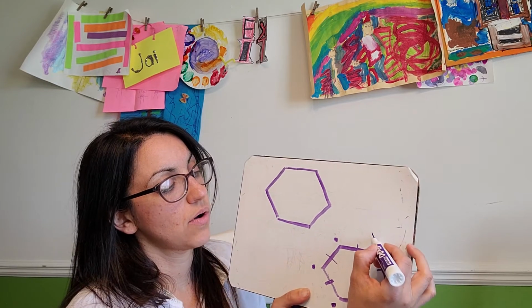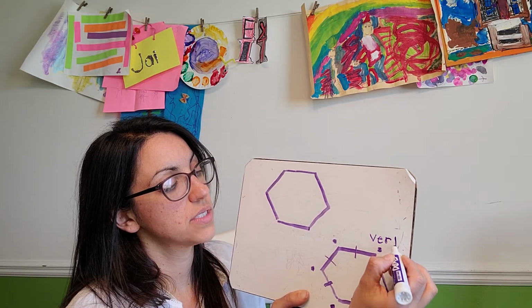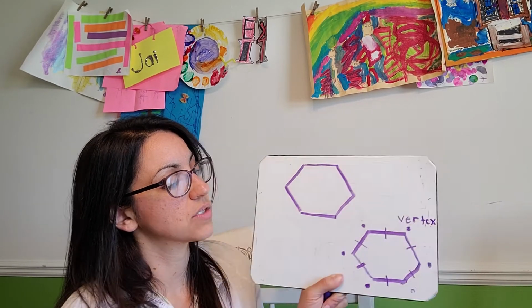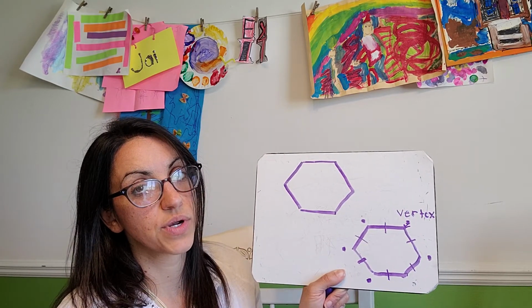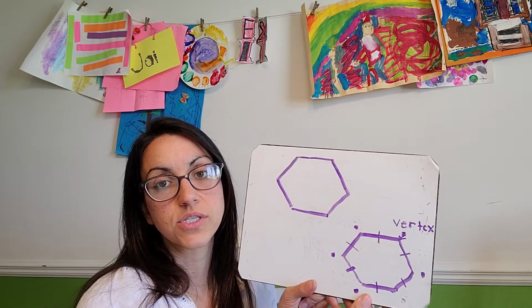Remember, these are called vertices, or one, if we're just talking about one, is called a vertex right here. Okay, you'll have to remember that for when you go to first grade next year. All the first grade teachers will be really impressed that you already know that.